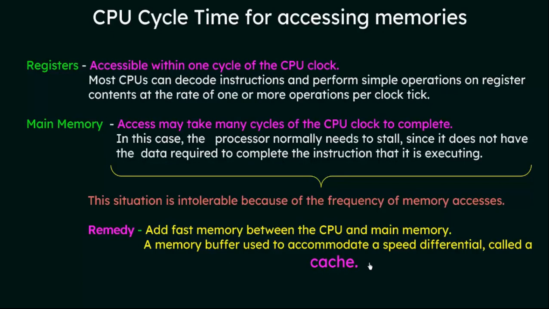So cache is also a type of temporary memory, but it is a very fast memory. And remember that it is like a buffer present between the CPU and the main memory, which helps in speeding up the execution. Alright, so that is about the CPU cycle time for accessing different types of memories, which we discussed here, registers and main memory. And then we saw the problem and the solution using the cache.